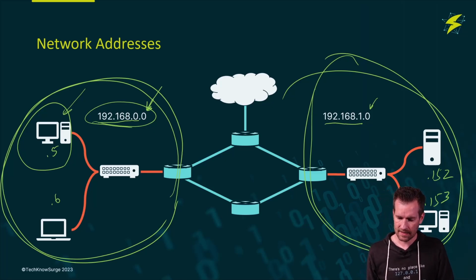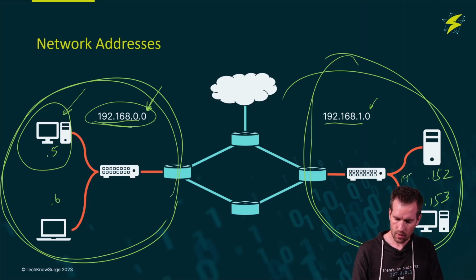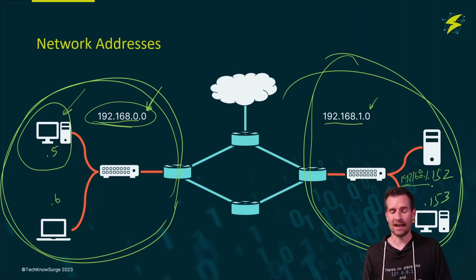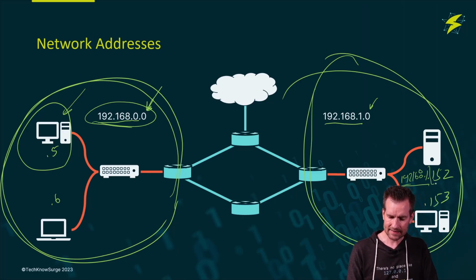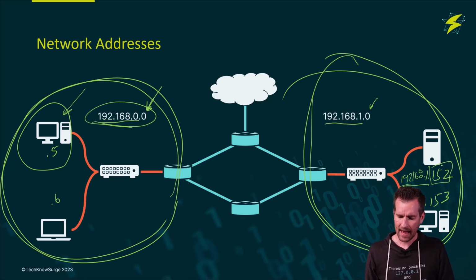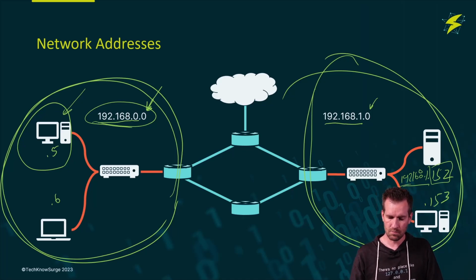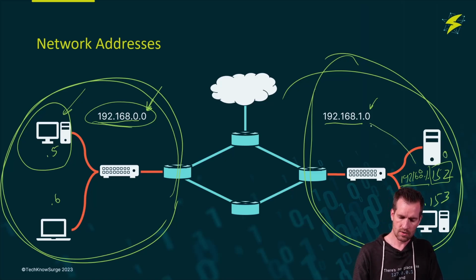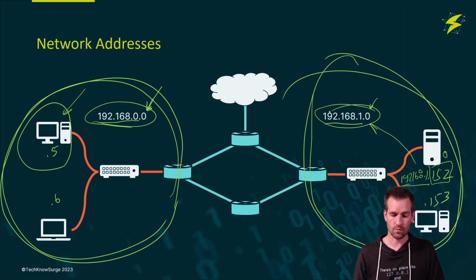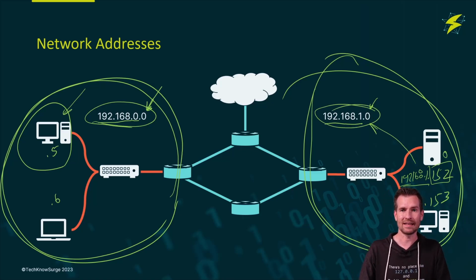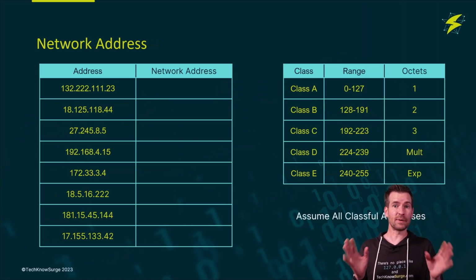An example is if I see 192.168.1.152, I can recognize that 192 is a class C. So the first 3 octets are the network address, and the last octet is the host address. From that information, I can determine that the first address of this network has a .0 as the host. So my network address is 192.168.1.0. All right, your turn to practice this.